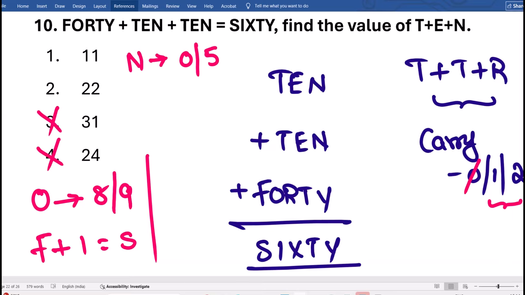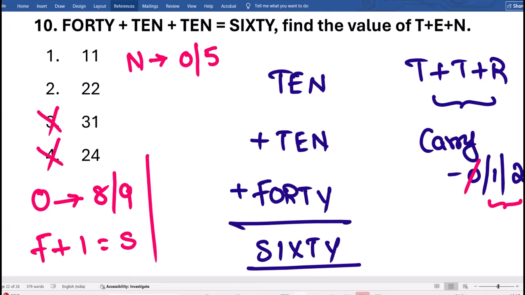Okay, N can be 0 or 5. T and D can be 9 or 8 maximum. If it is 9, 8, 5, it should be 22. Your answer should be 22 or 17 or less than that. Because N value you have decided 0 or 5. If you put N value 0, T plus D maximum should be 17. If N is 5, 17 plus 5, 22. It should be 22 maximum. So it should be 1 or 2 option.